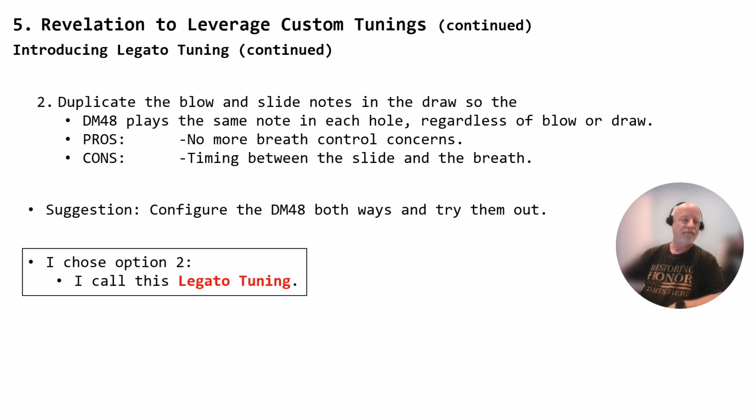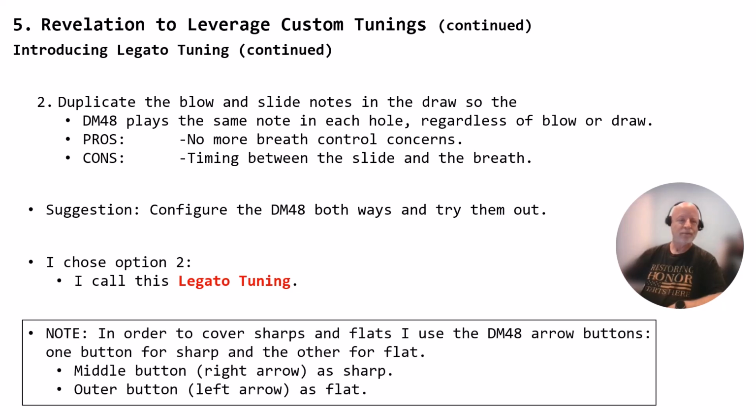Of course, I already told you I chose option two, and I call this legato tuning. The other tuning I call legato alt, for alternate tuning, but I don't really use that. In order to cover sharps and flats, I use the DM48 arrow buttons, one button for the sharp and the other button for the flat. So the right arrow is the sharp, and the outer button, the left arrow, is the flat.